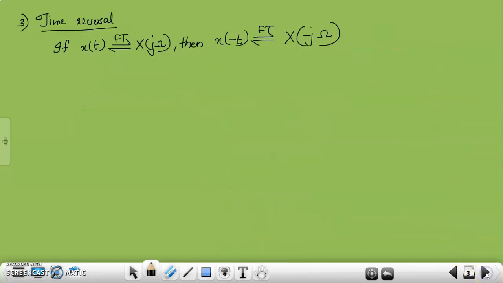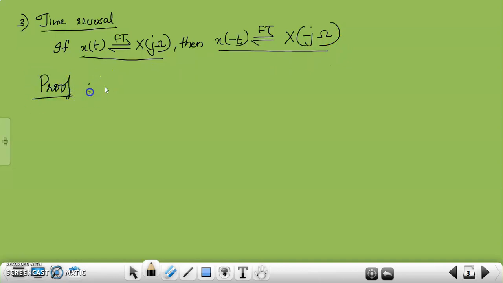Okay. Now we are going to study the third property, known as the time reversal property. The time reversal property states that if you have a signal x of t and its Fourier transform is x of j omega, then if you take the folded version of x of t, that is x of minus t, the frequency domain representation is also the folded version of the actual frequency spectrum. That means if x of t is transformed to x of j omega, then x of minus t is transformed to x of minus j omega. So we can prove this.